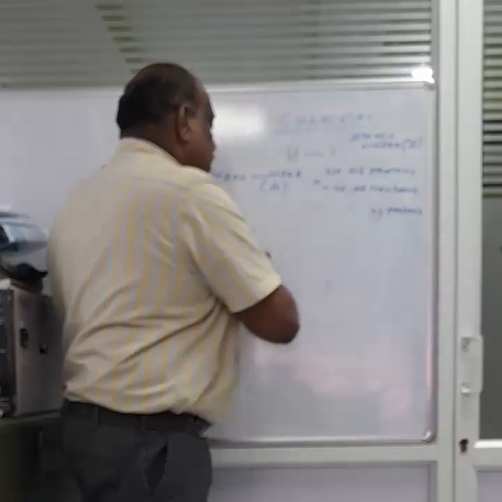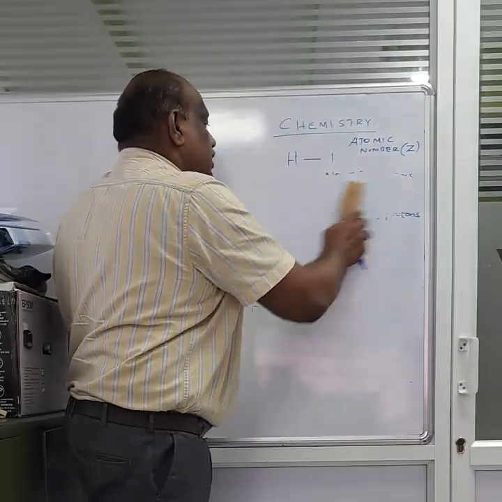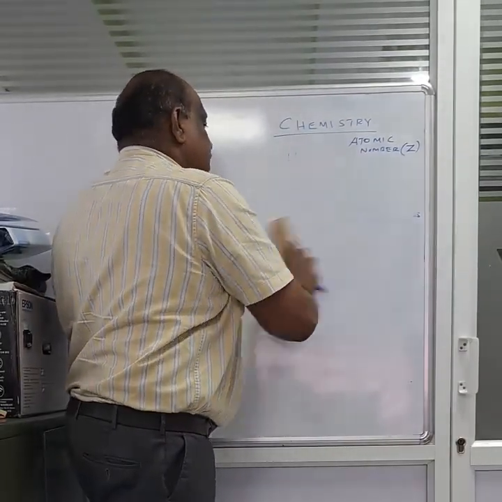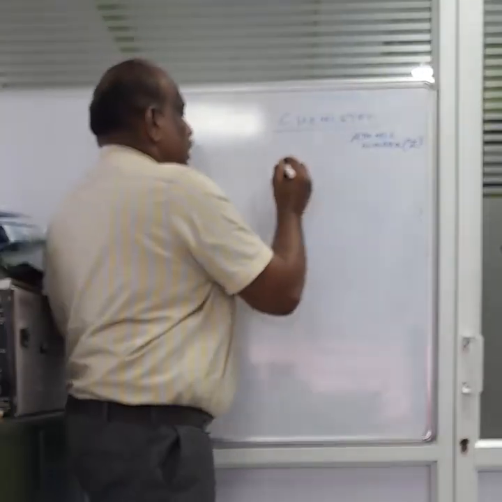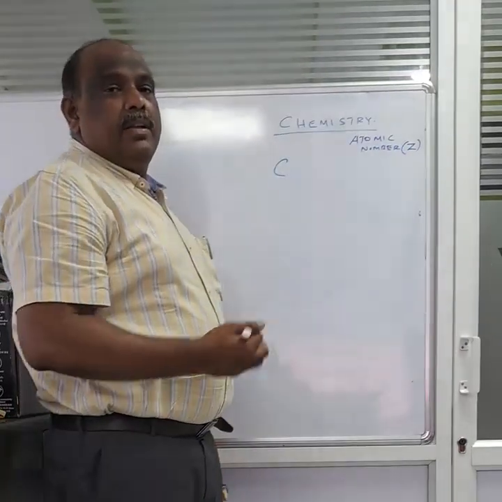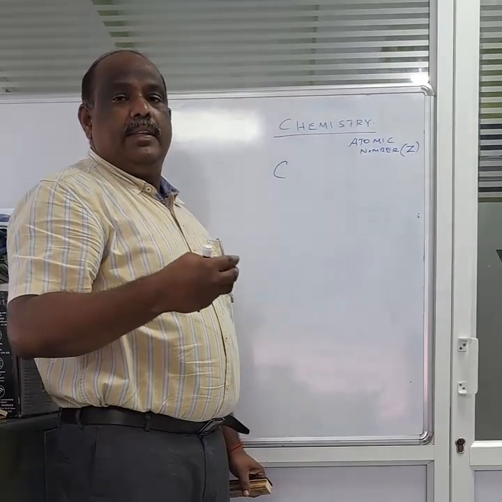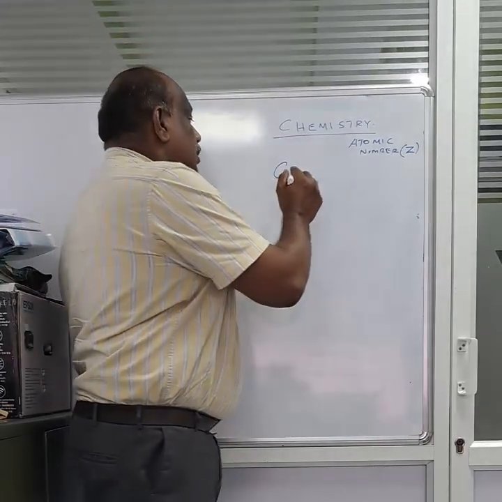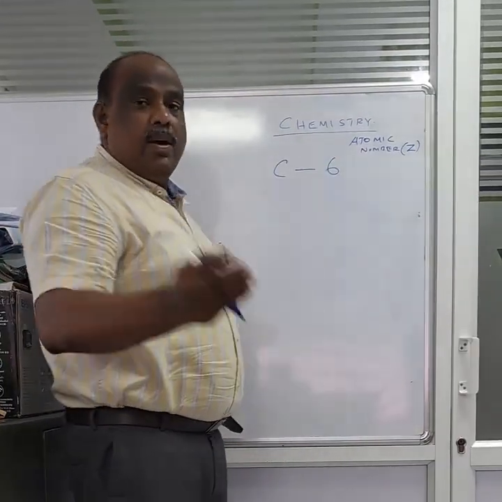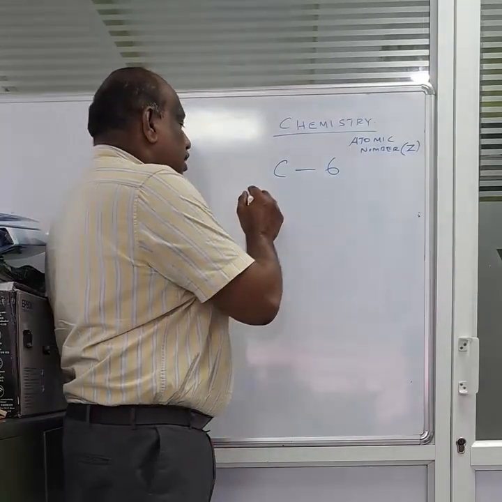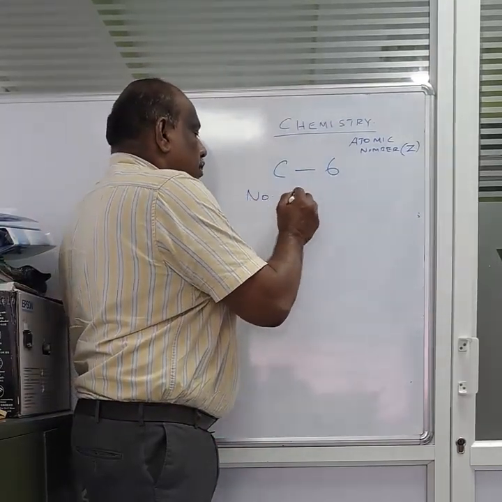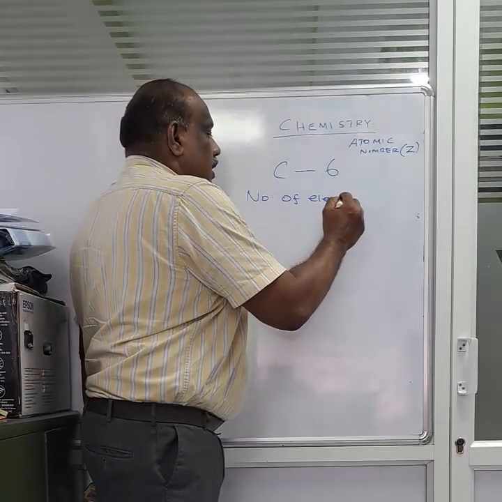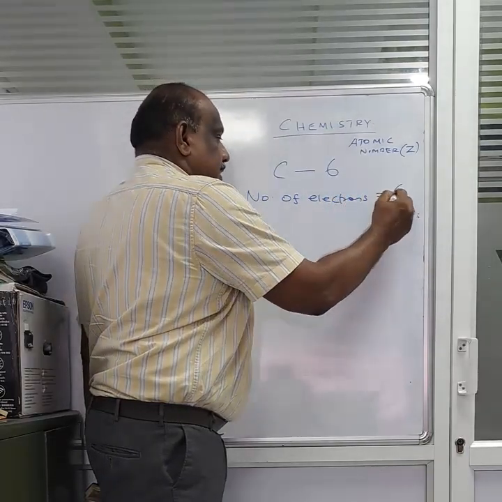Let us take one more element so that you will understand the importance of neutrons also. Let us take the case of the carbon atom. Carbon, what is the atomic number? Hydrogen, helium, lithium, beryllium, boron, carbon. So the atomic number of carbon is 6. So what is your mind now telling? The number of electrons is? Yes, you are right. 6.